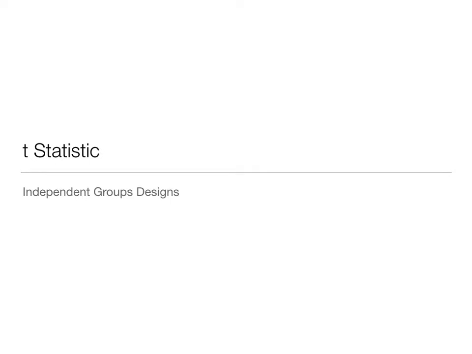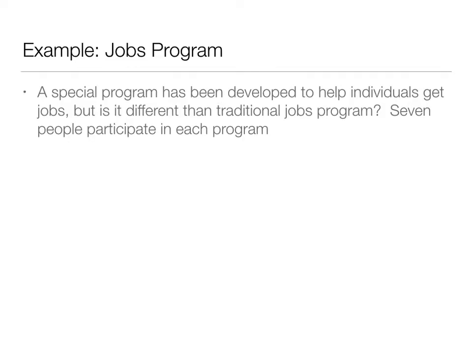Kristen Atchison here, and we're going to do an example problem for an independent groups t-statistic. So, researchers have a special program that has been developed to help individuals get jobs, but is it different than the traditional jobs program? We have 7 people participating in the special jobs program, and we have 7 people participating in the traditional jobs program.